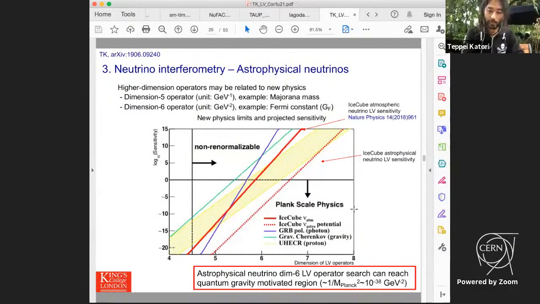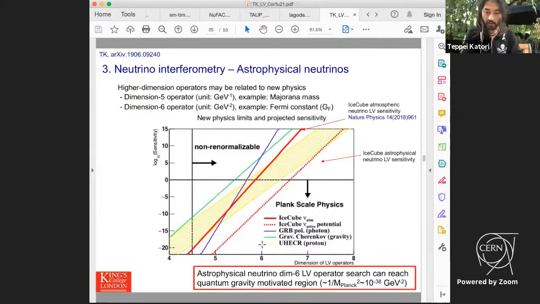So this is a sensitivity plot for different fields. IceCube is best in neutrino, so we don't compare with other neutrino experiments. Our only competitors are other fields, such as AGN and ultra high energy cosmic rays. The zero is normalized with the Planck mass, and we only care about higher dimension in this case.